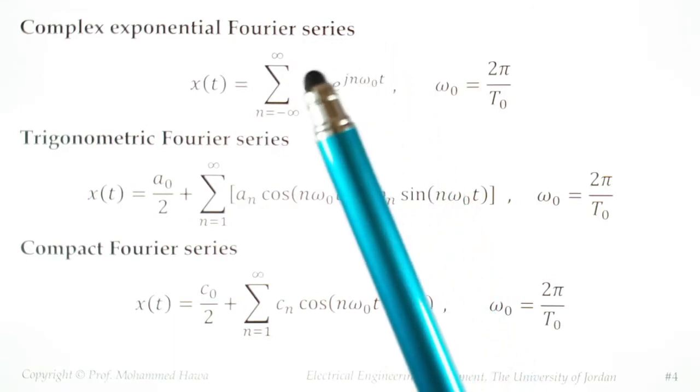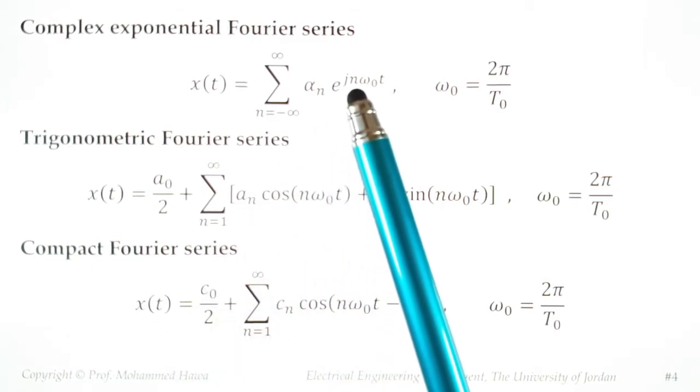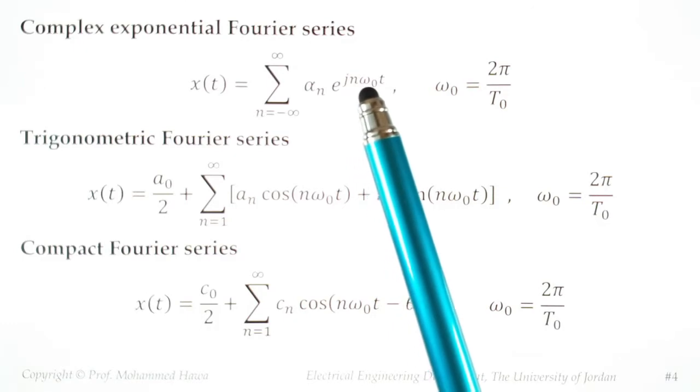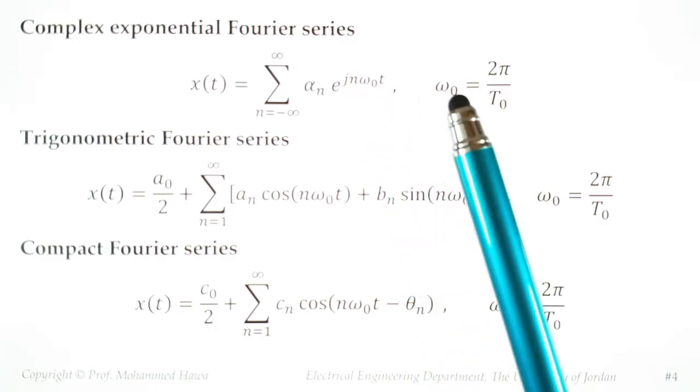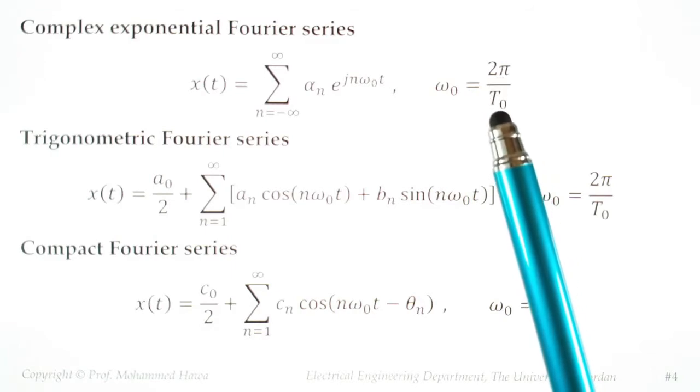The alpha n's that you're getting, called Fourier series coefficients, are actually complex numbers. They have a magnitude and they have a phase. But please notice that each harmonic here has a frequency n omega naught. It's a multiple of the fundamental, where the fundamental frequency of the periodic signal is 2 pi over t naught, the fundamental period.